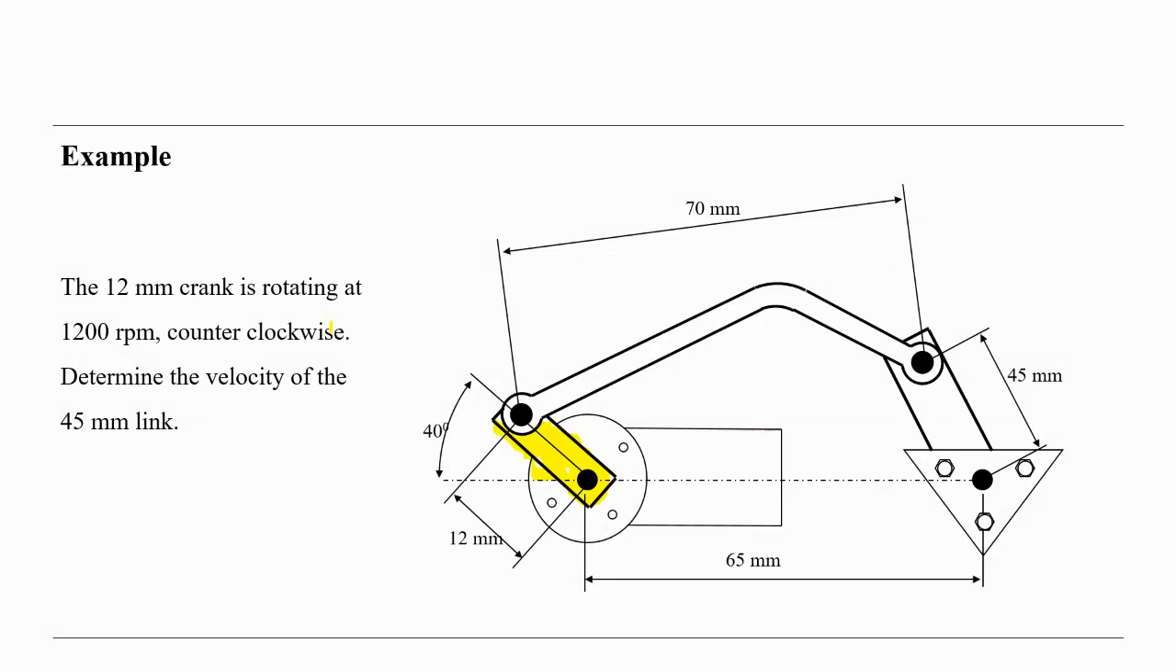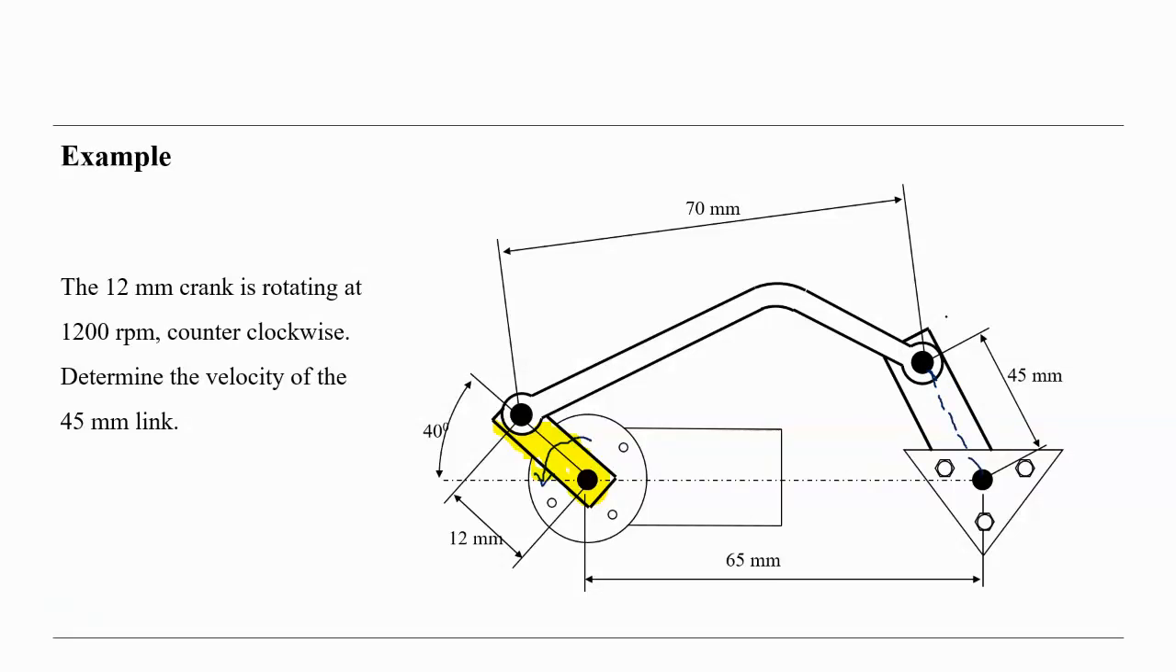1200 RPM, rotating counterclockwise. We also have to show what counterclockwise means: that means turning in that direction. Counterclockwise, and clockwise. Determine the velocity of the 45 millimeter link. Where's that? This is here, the 45 millimeter link. We have to determine the velocity.